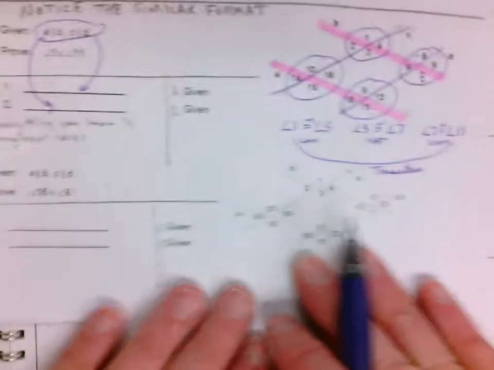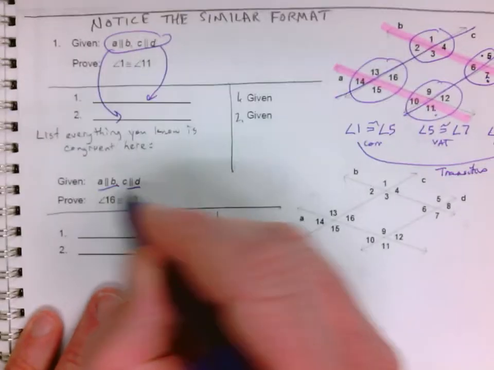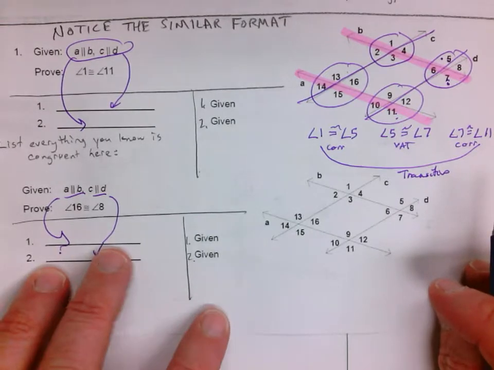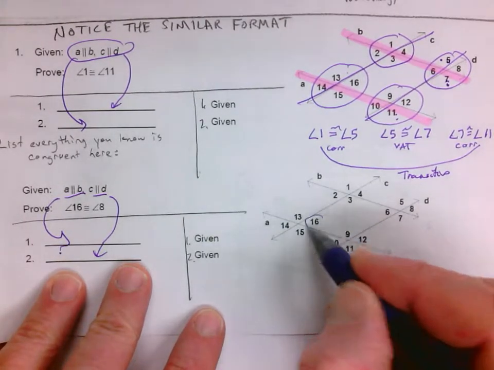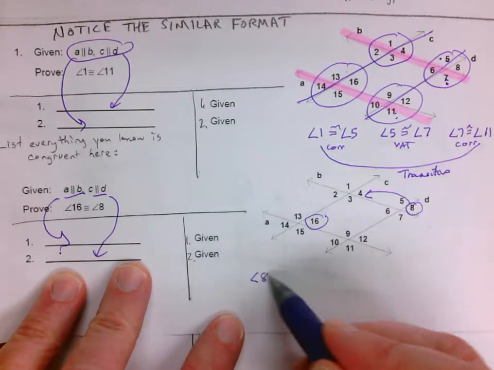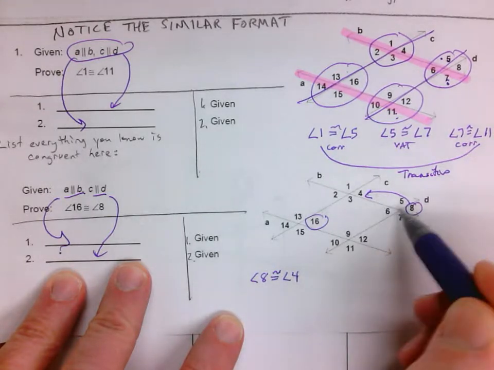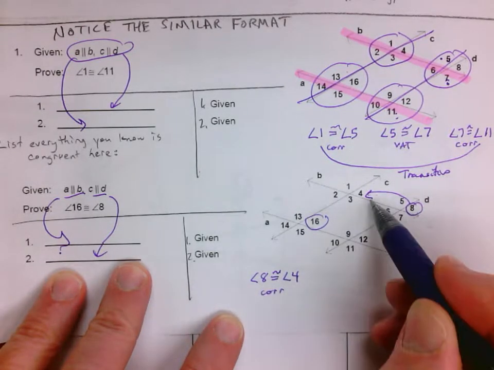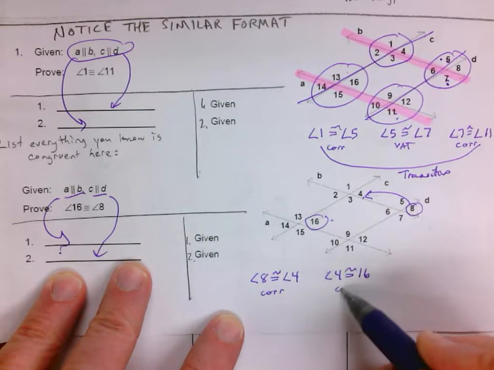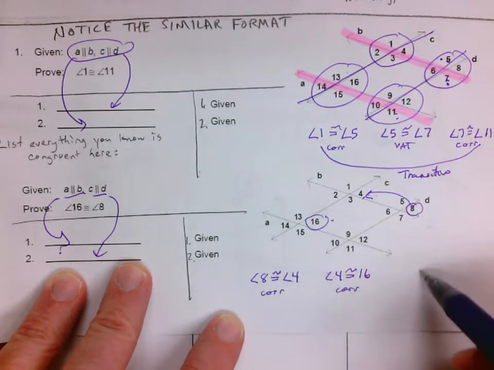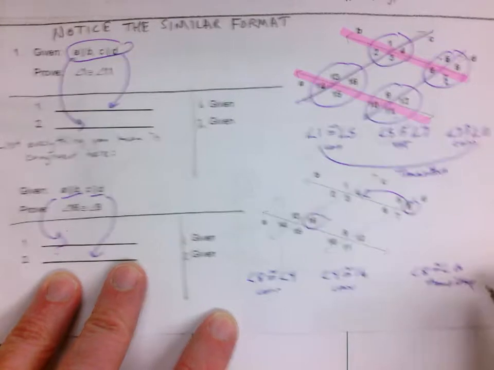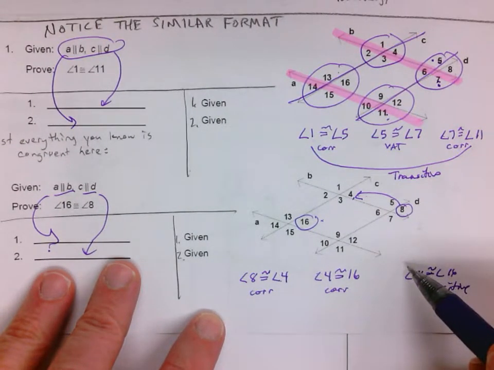Same situation on this next problem. You're given to go here. I just put those in there so you remember that always goes first, even if you get stuck. Same thing is true. I need to see 16 and 8. So I'm just going to work my way around. 8 is congruent to 4, because they're corresponding. 4 is congruent to 16, because they're corresponding. So if 8 is congruent to 4, 4 is congruent to 16, 8 is congruent to 16, transitive. So this is my little abbreviated form, but that easily transfers over into steps.